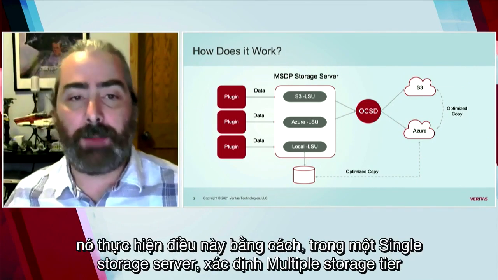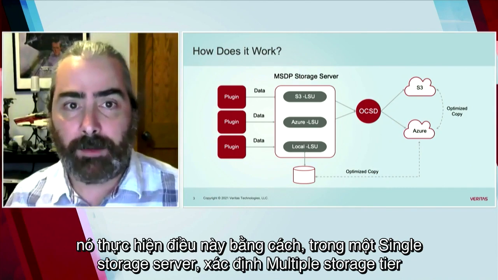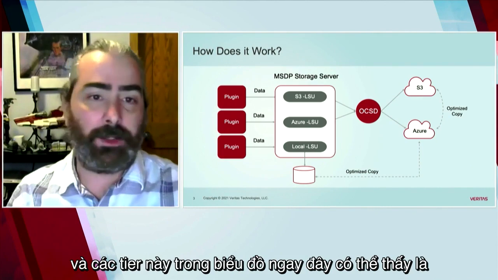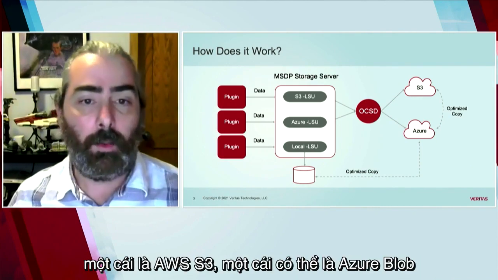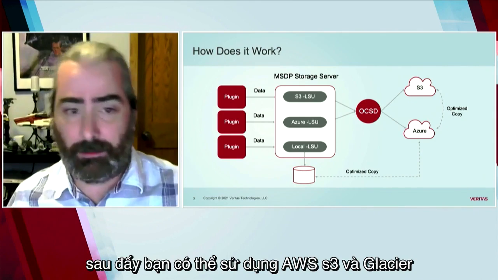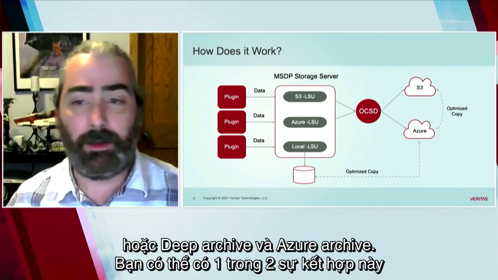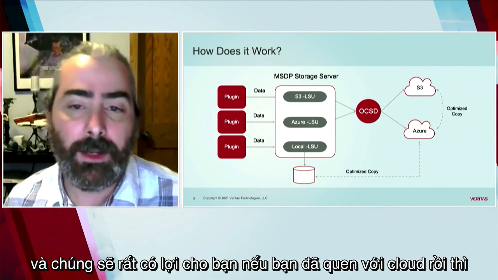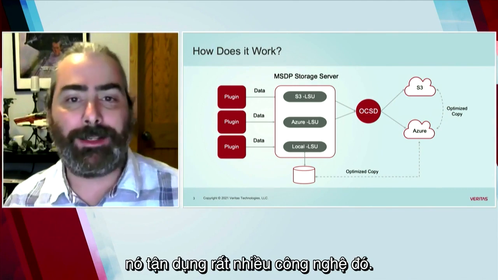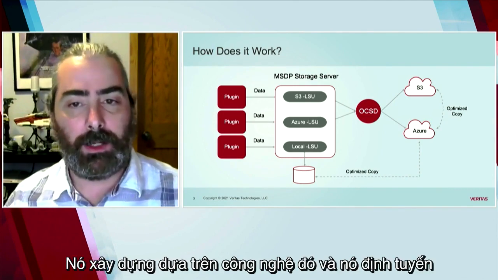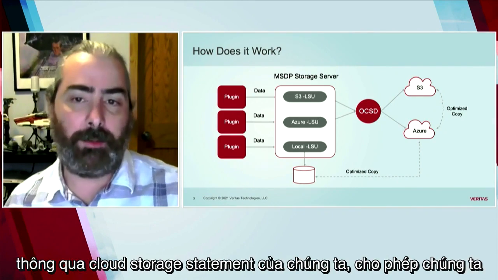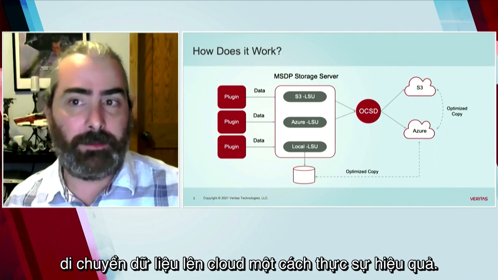And it does this by defining multiple storage tiers inside of a single storage server. And these tiers can be, like the diagram shows, one going to AWS S3, one going to Azure Blob. And you could have AWS S3 and Glacier or Deep Archive and Azure Archive. You can have any kind of mix of those deployments. And this leverages, if you're familiar with Cloud Catalyst, a lot of that technology. It builds off that technology and routes through our cloud storage daemon, which allows us to really efficiently move data to the cloud.